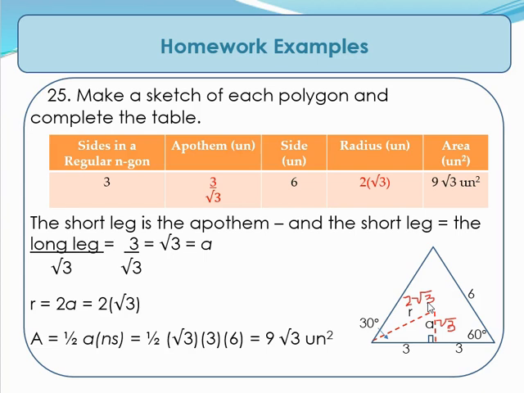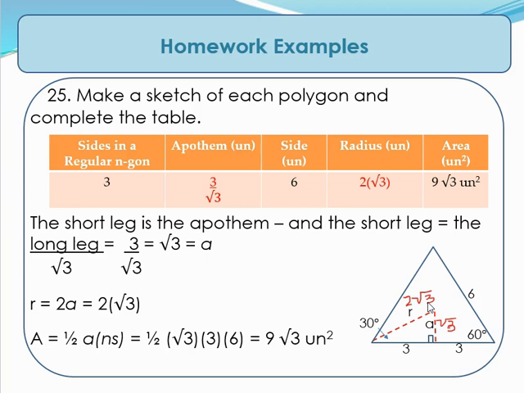And you can solve using the formula. So 1/2 square root of 3 times 3 times 6 equals 9 square root of 3 units squared. So the A was the apothem, the N was the number of sides, and the side length was 6.